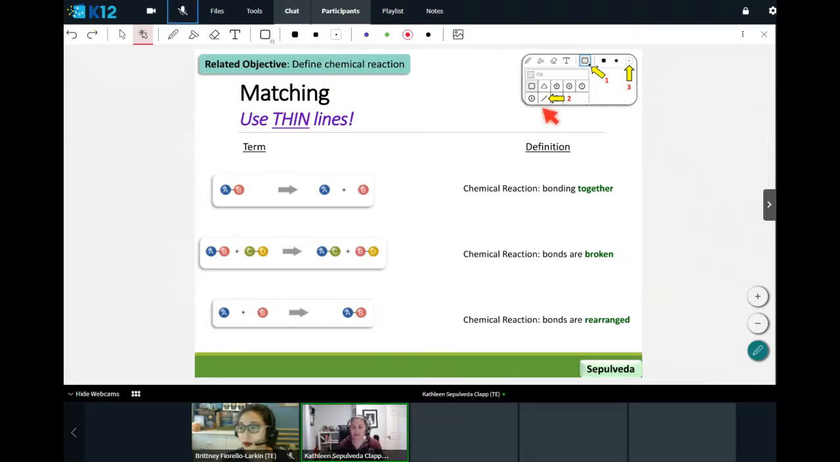So let's go ahead and talk about this. We have our definitions, our term pictures. Remember, A and B will then separate to A plus B, and then another one where you have AB plus CD, and then those will go AC plus BD, and then A plus B equaling AB.